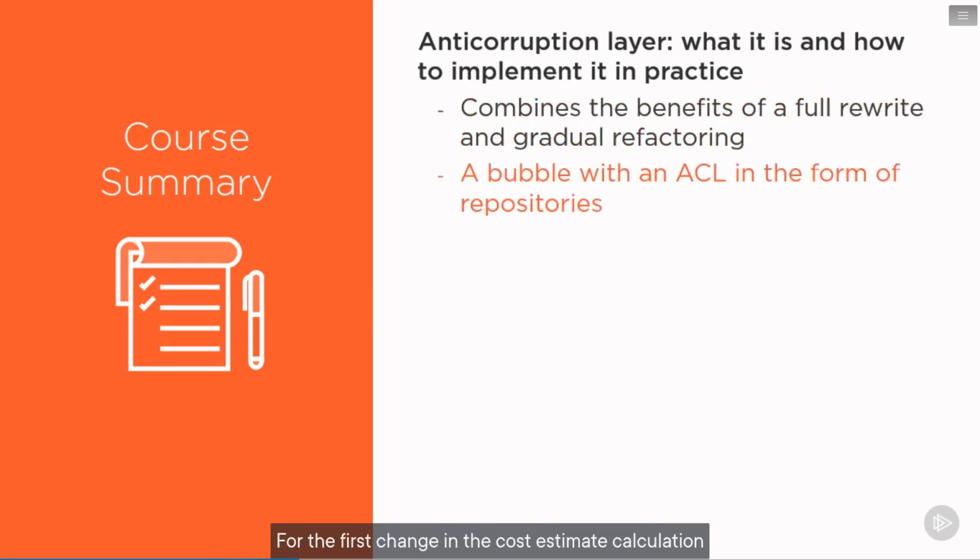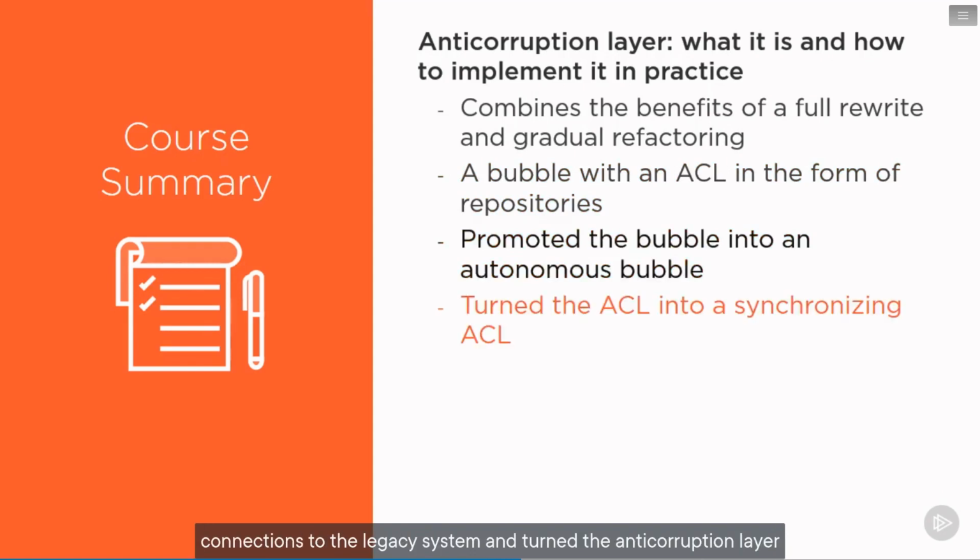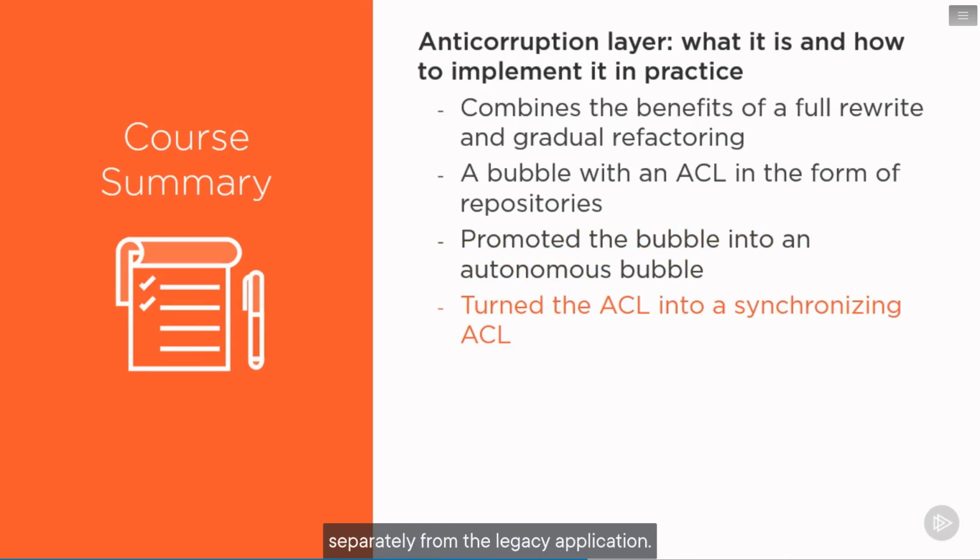For the first change in the cost estimate calculation logic, we introduced a bubble with an anti-corruption layer in the form of repositories. It worked with the existing legacy database. For the next feature, we had to introduce our own data storage because the old one wasn't enough for us. We promoted the bubble into an autonomous bubble by cutting all connections to the legacy system and turned the anti-corruption layer into a synchronizing anti-corruption layer. This autonomy allowed us to scale the bubble separately from the legacy application.